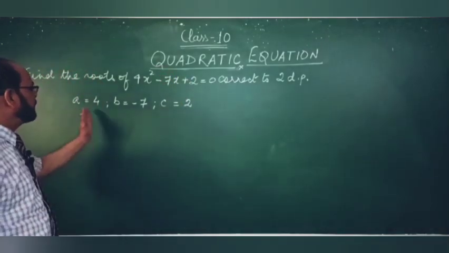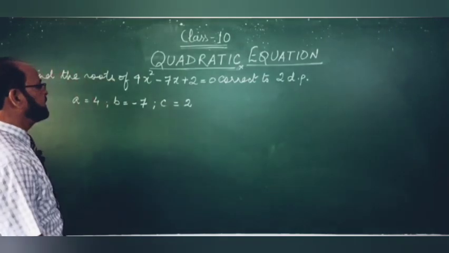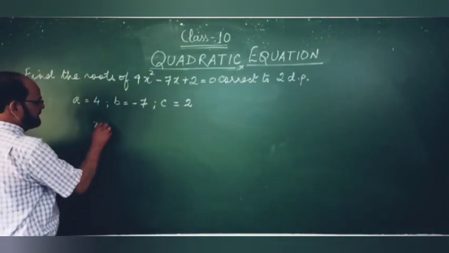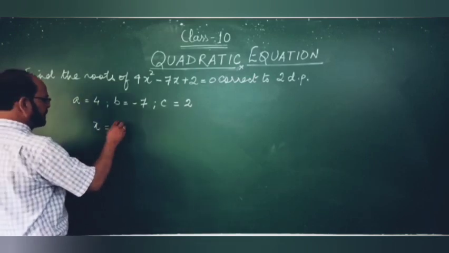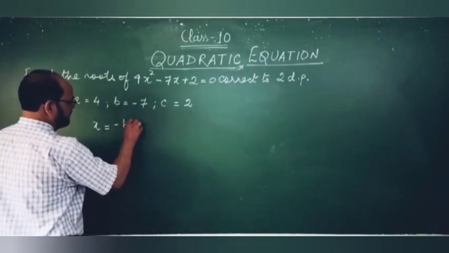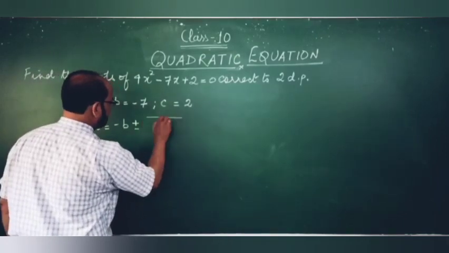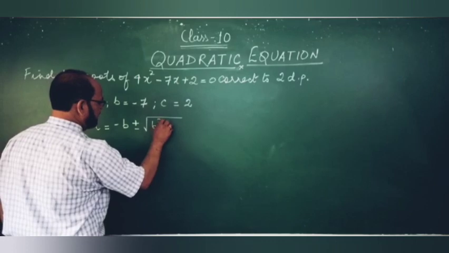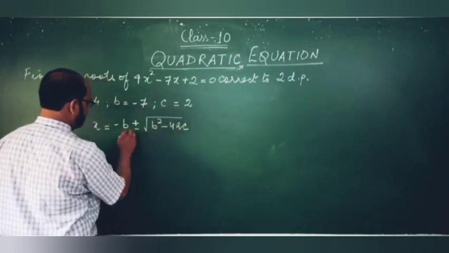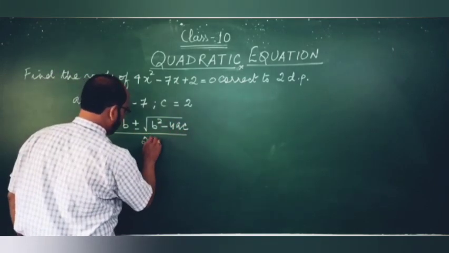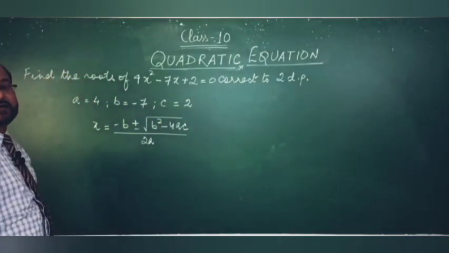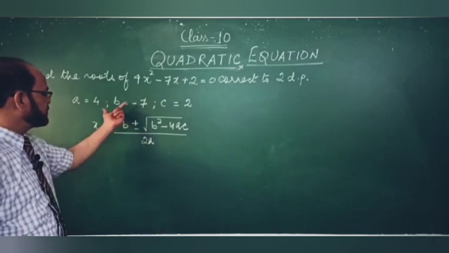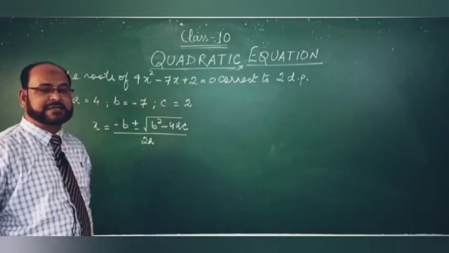After getting the values of a, b and c, we will apply the quadratic formula. Quadratic formula is x equals to minus b plus minus under root b square minus 4ac upon 2a. This is called the quadratic formula. Now in this formula we will substitute the given values of a, b and c.